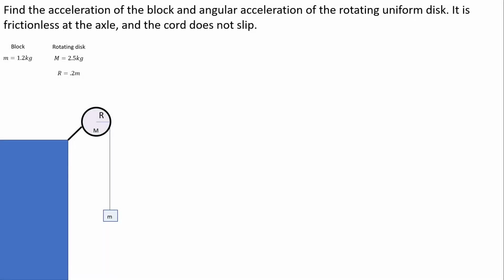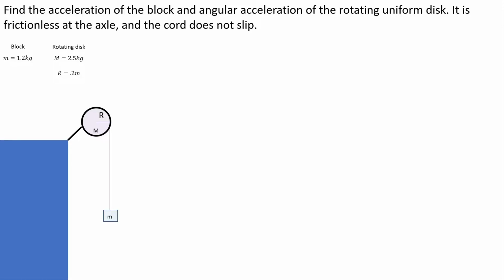In this video, we will be working on a problem that involves Newton's second law of rotation, torque, and inertia. Let's go ahead and read the problem. Find the acceleration of the block and angular acceleration of the rotating uniform disk. It is frictionless at the axle, and the cord does not slip.